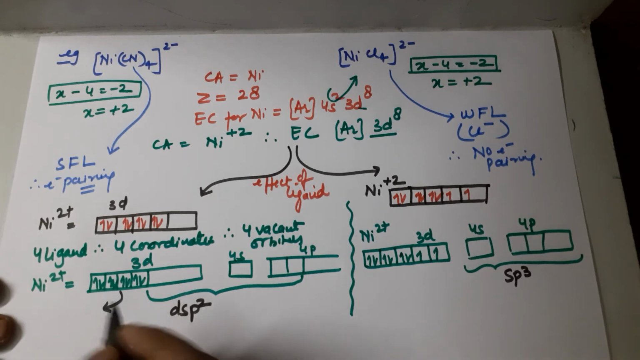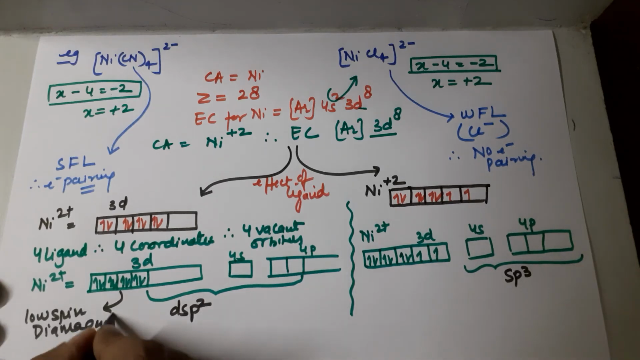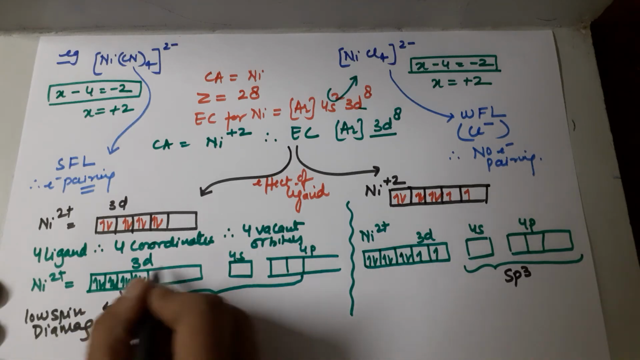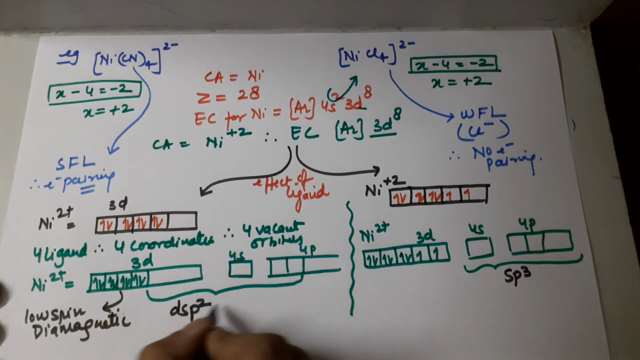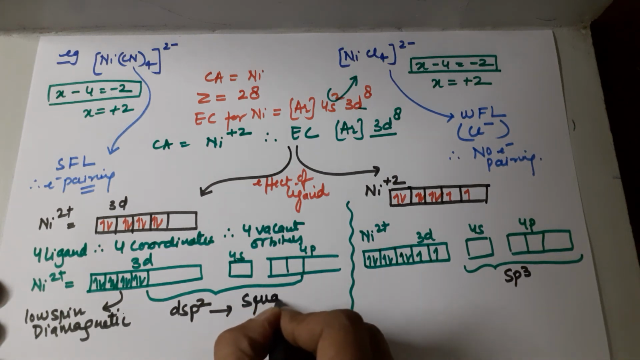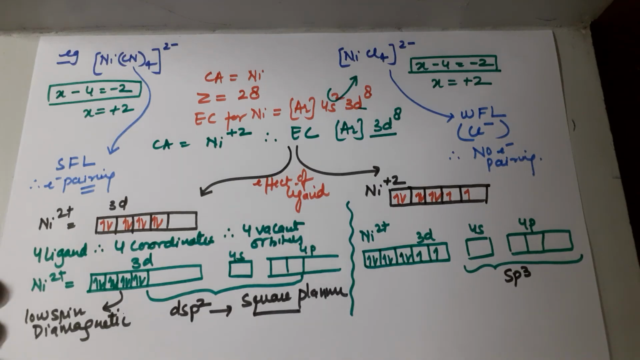Let's talk about this. There are no unpaired electrons, so this is low spin and it is diamagnetic, and you have used inner d. So you can call it inner d, and in this case it has a hybridization of dsp2, and when it is dsp2 the shape is square planar, a new hybridization for you. I'll draw and show it to you.